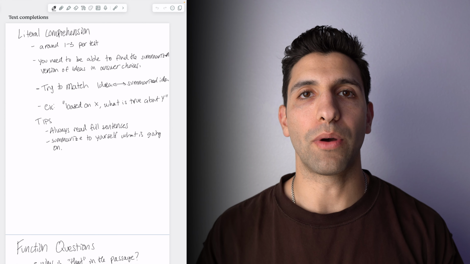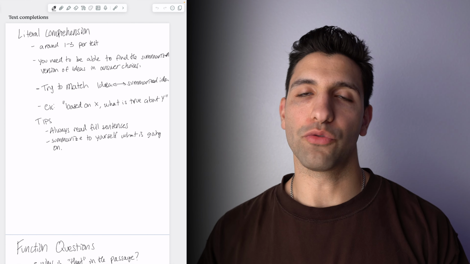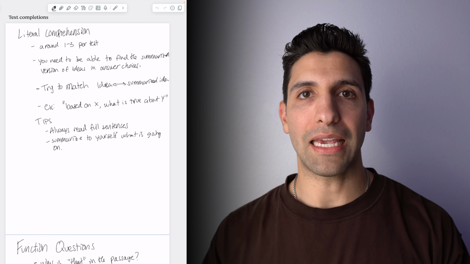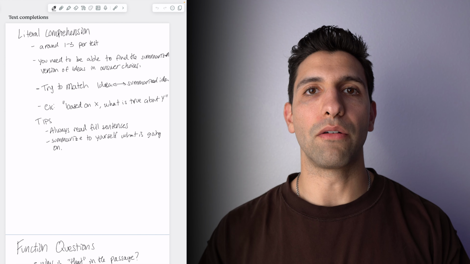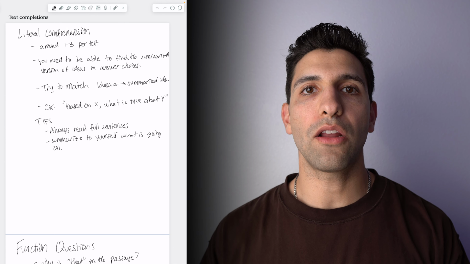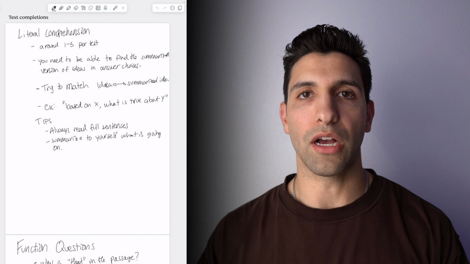the test. What you are trying to do with literal comprehension questions is find the gist of the passage and find the answer choice that best captures the summary that you already identified. So an example would be, based on X, what is true about Y? So you would go to the passage, you would read the passage, you would understand it, summarize it in your own words, and then when you read the question, you would say, okay, based on what it's saying here, what do I know to be true about Julie or John? And then you would look at the answer choices, and you should already know, based on what you've read and understand, what is true about Julie or John or X or Y.